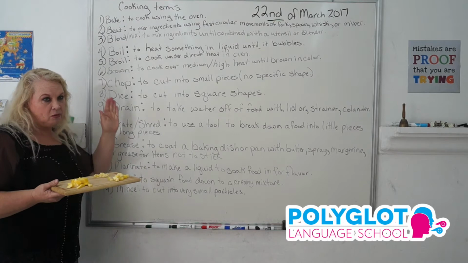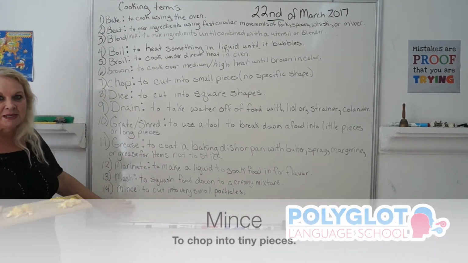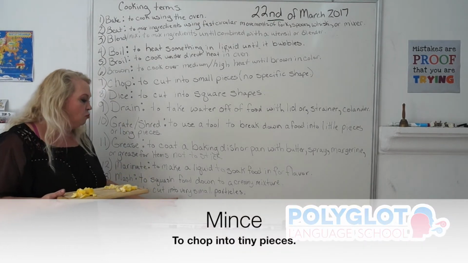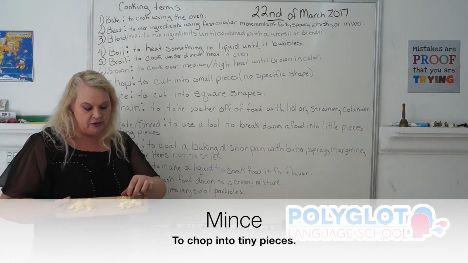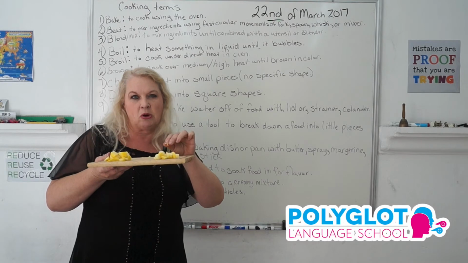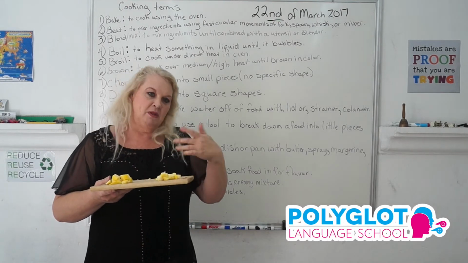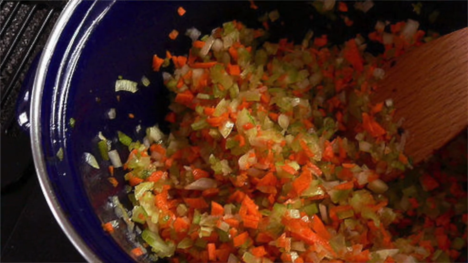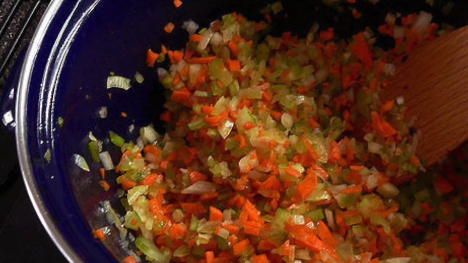In this category, we're going to skip down here to mince. Mince is to cut into very, very, very small pieces, and you usually find this with things like garlic or onion. A lot of people don't like the large pieces in their food, so they mince it.